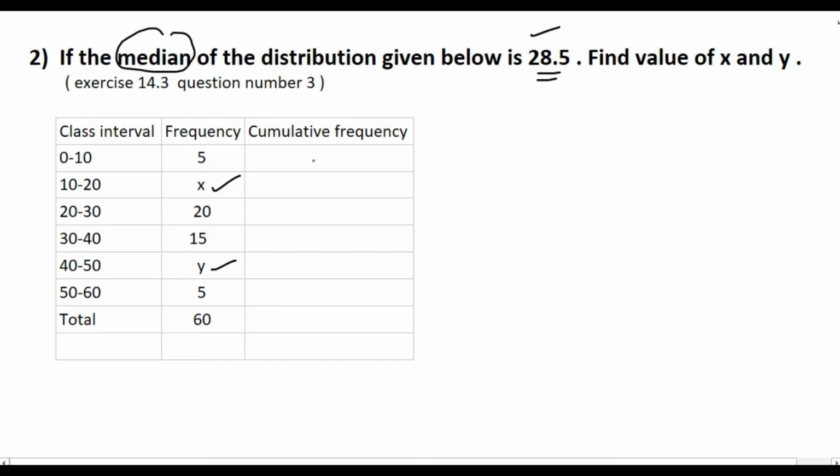Now we know to find out the median, the first step you need to find is the cumulative frequency. To find out the arithmetic mean, the first step you need to find out is the class mark. Now how will you find the cumulative frequency?